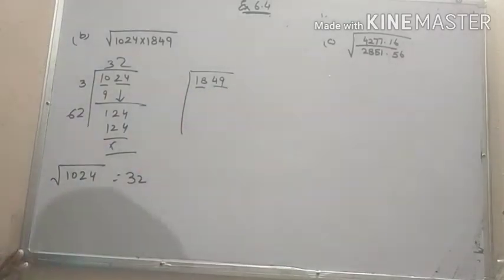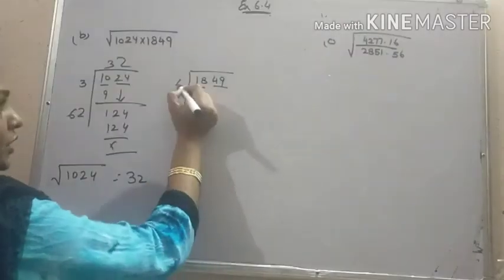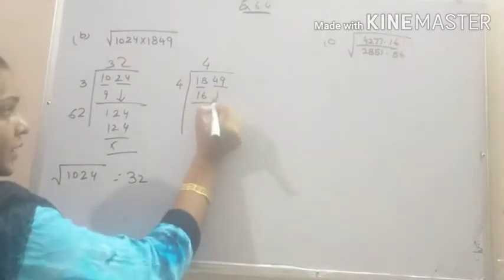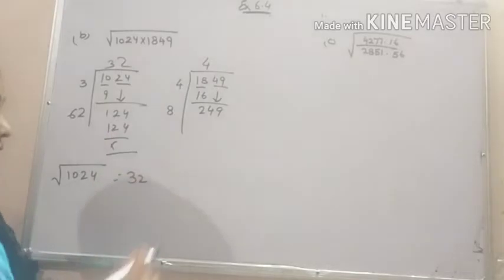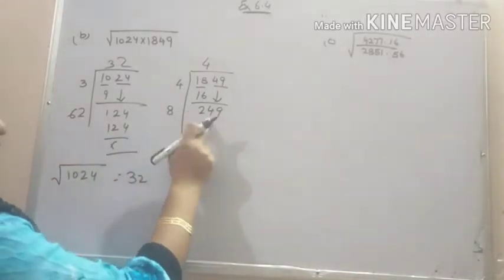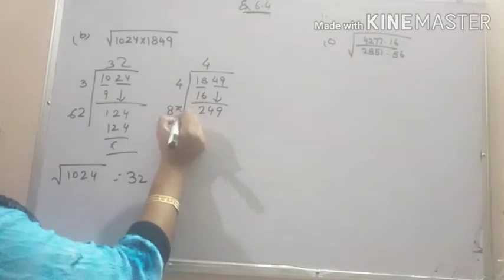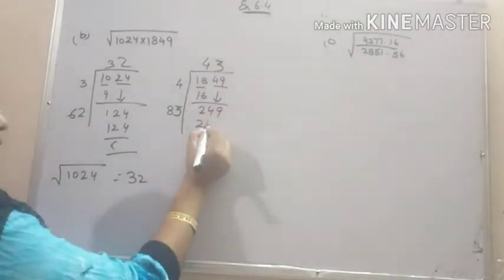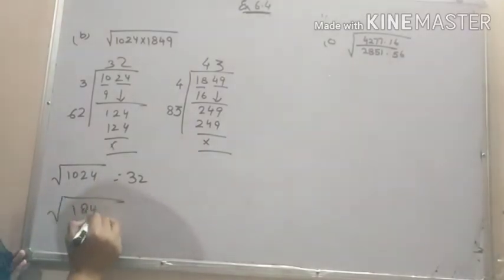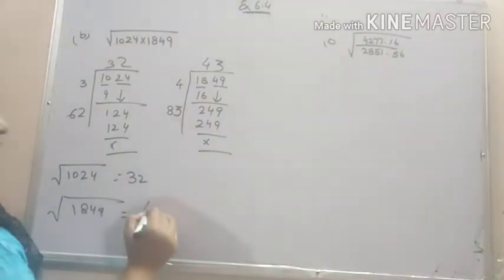Similarly, find the root of this number, 1849. So it will go on 4. 4 4s are 16, 2. Bring the next pair down. Double of 4 is 8. Now you can see here it is 3, and also in the table of 8, 8 3s are 24. So it will go on 3. So under the root 1849 is 43.